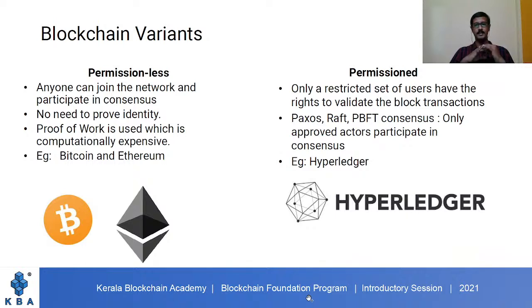In the permissioned case, there is a restriction on the number of users who have the right to validate the block transactions. Some examples of consensus algorithms are Paxos, Raft, and PBFT. So only approved actors can participate in the consensus. An example of this is Hyperledger.